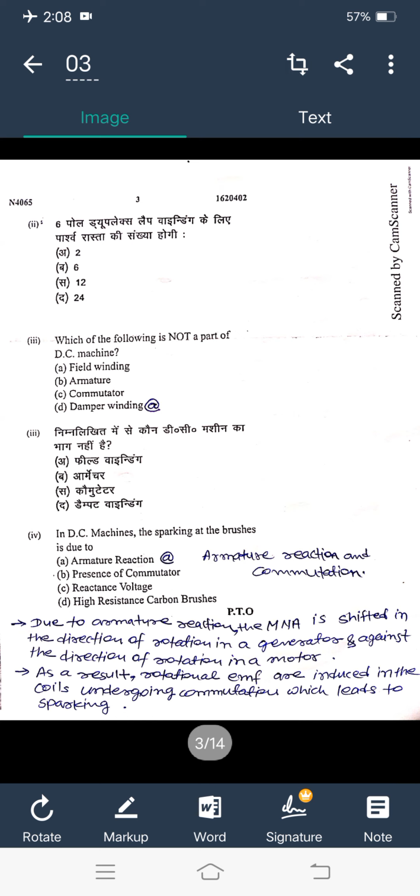Question 4: in DC machines, the sparking at the brushes is due to armature reaction and commutation. In this question, commutation is not mentioned. Here the right answer is option A.